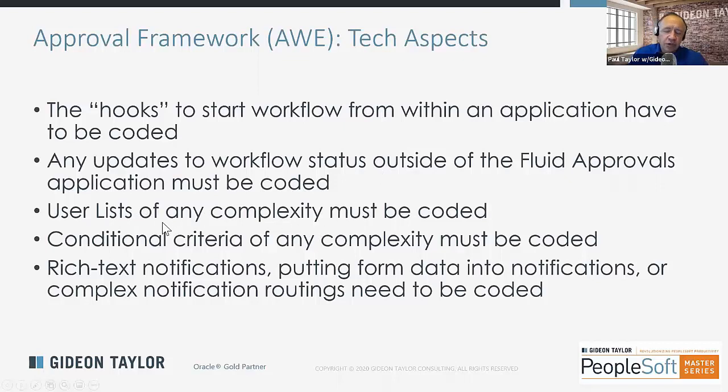User lists, that's who you route to. Usually that ends up being coded. Conditional criteria to decide whether or not to stop at a certain step in the workflow often ends up being coded, and you have a lot of limitations around the notification engine. There are some new notification features coming in more recent releases of tools, but oftentimes it's hard to get rich text notifications, particularly where you're trying to put form data into those notifications.